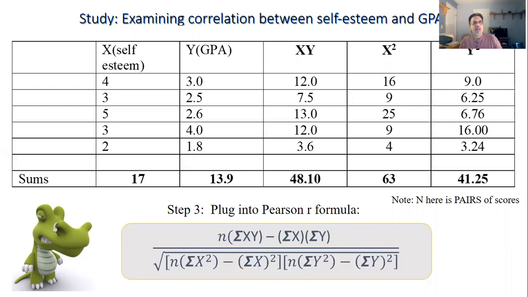N is trying to get sort of a head count. How many people actually took part here? If a person only gives 1 data point, and you've got X's and Y's, that means those have to be 2 different people. Here, if it's a correlation, that means that this one person gave both scores. We'll get to the reason why when we get to t-test. That's conversation for later, but understand now that N means pairs of scores.